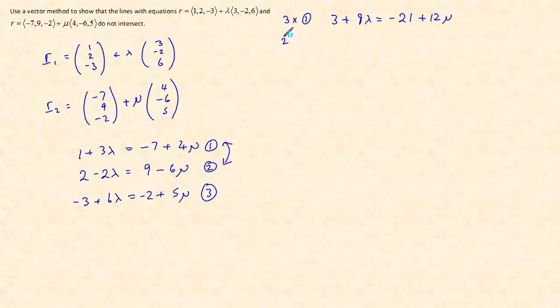And if I do 2 times equation 2, that gives me 4 minus 4 lambda equals 18 take away 12 mu. So if we now add these, we get rid of mu. So let's add them. That gives me 7 and 5 lambda is -3. So 5 lambda equals -10.